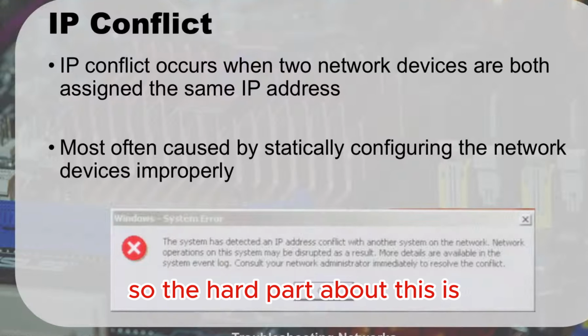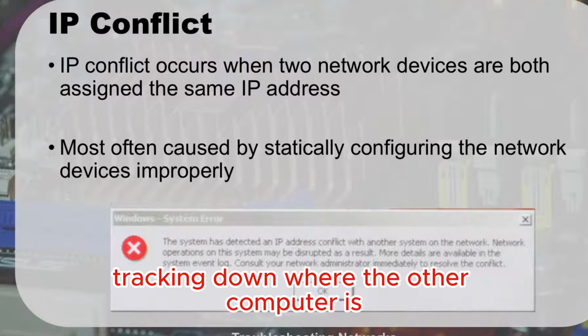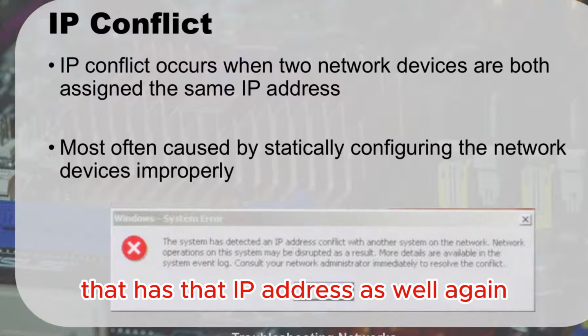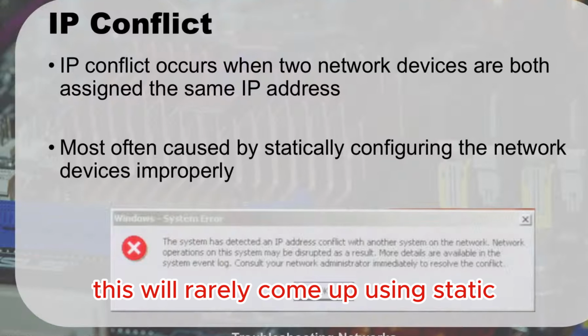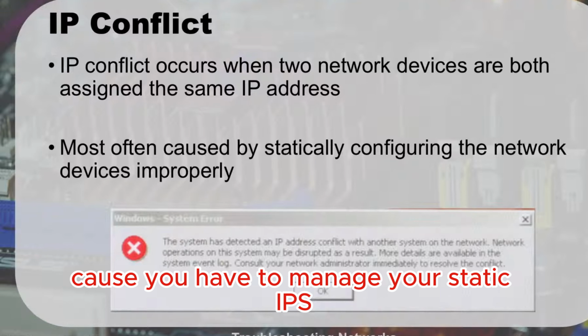So the hard part about this is if you have a large network, tracking down where the other computer is that has that IP address as well. Again, if you're using DHCP, this will rarely come up. If you're using static, this becomes a big issue because you have to manage your static IPs.